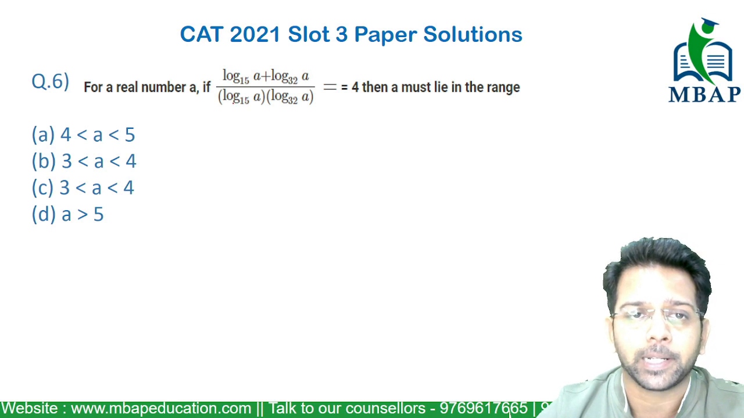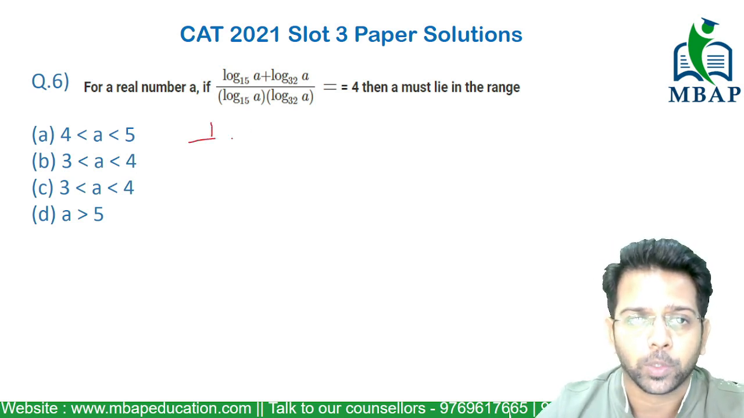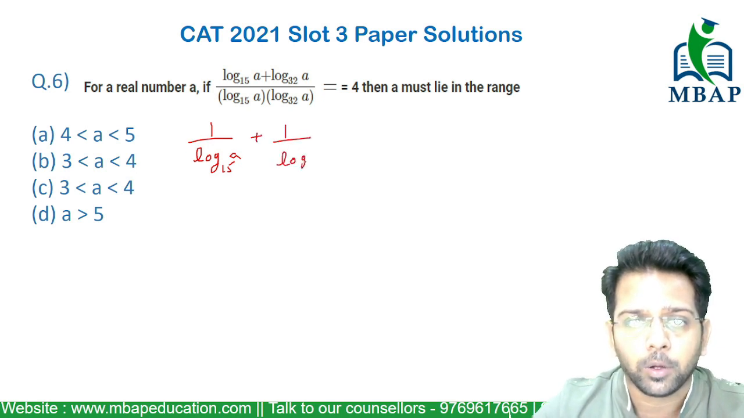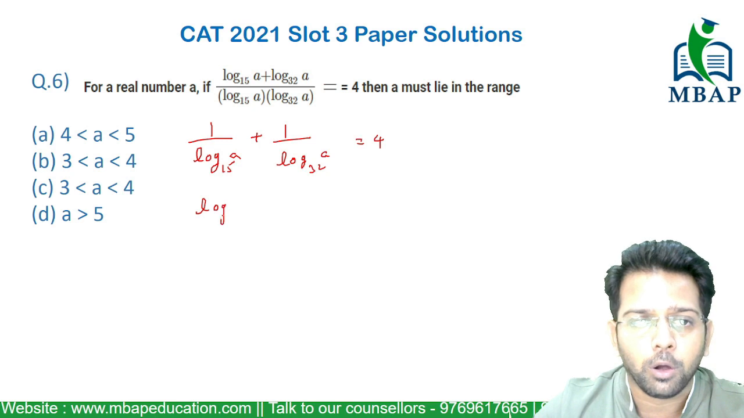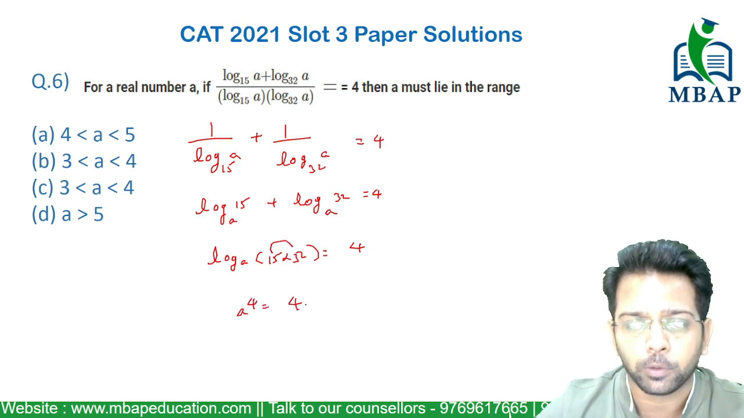Now, if you see the numerator and denominator, certainly if you divide both of them, on one side log a to the base 15 will get cancelled, secondly log a to the base 32 will get cancelled. So the question directly says it is 1 divided by log a to the base 15 plus 1 divided by log a to the base 32 is equal to 4. Taking the reciprocal, it's going to become log of 15 to base a plus log of 32 to base a should be equal to 4, which means it is log to the base a of 15 into 32 should be equal to 4, or indirectly a raised to power 4 should become 15 into 32, which is equal to 480.